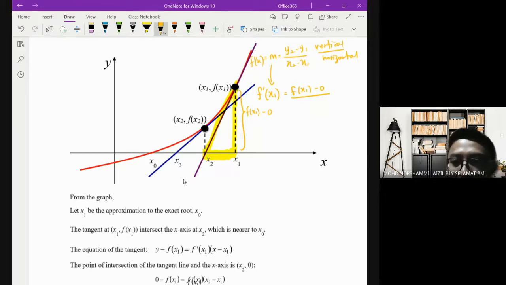Lepas tu mendatar dia pula apa? x1 minus x2. Jangan ambil x2 tolak x1. Kita kena x1 tolak x2 lah sebab we're talking about distance. Okay? Distance. Kita nak ambil positif dia. Positive distance tu berapa?